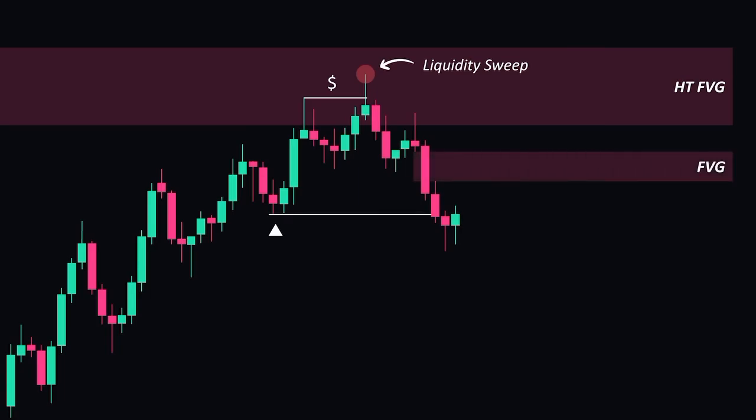This is why the strategy is known as FVG and FVG. However, this does not mean that the lower time frame fair value gap must be located exactly within the higher time frame gap. The key point is that the higher time frame gap defines the optimal reaction zone, while the lower time frame gap provides precise entry timing after confirmation.